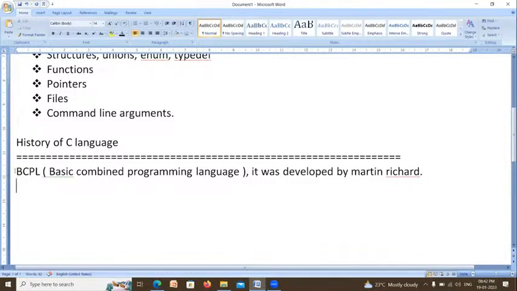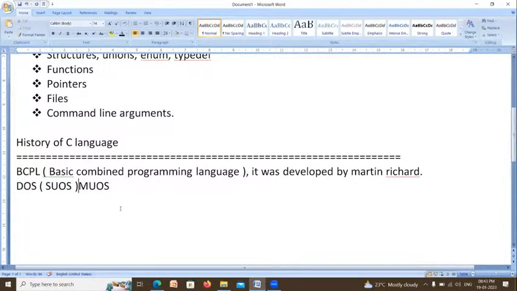At the time of the development of BCPL, there was one operating system called DOS, Disk Operating System. Actually, DOS is a single user operating system, which means it can support only one user at a time. Multiple users cannot use this operating system. A single user operating system is not sufficient for multiple users, so they needed to develop a multi-user operating system.